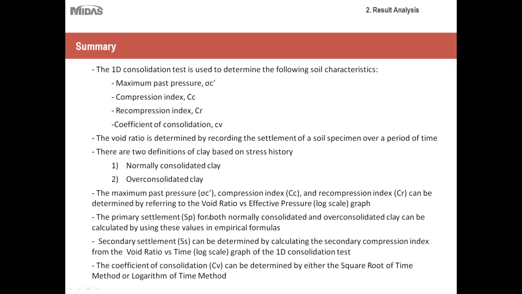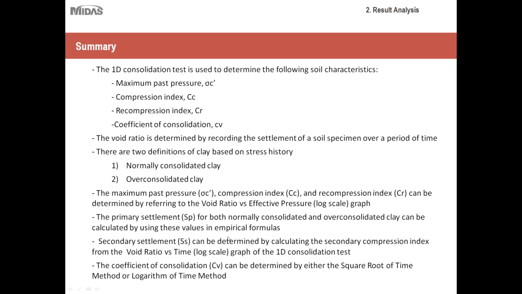And the primary settlement for both normally consolidated and over-consolidated clay can be calculated by using these values in empirical formulas. So once you get these values, you can just plug them into your empirical formulas, and you can get a fairly realistic prediction of what your primary settlement will be. Secondary settlement can be determined by calculating the secondary compression index from the void ratio versus time graph of the 1D consolidation test. So once again, it's another method that's typically used, where you have your odometer test readings plotted out, and then based on your graph, you can get certain material properties or characteristics that can be plugged into these empirical formulas to predict your secondary settlement.